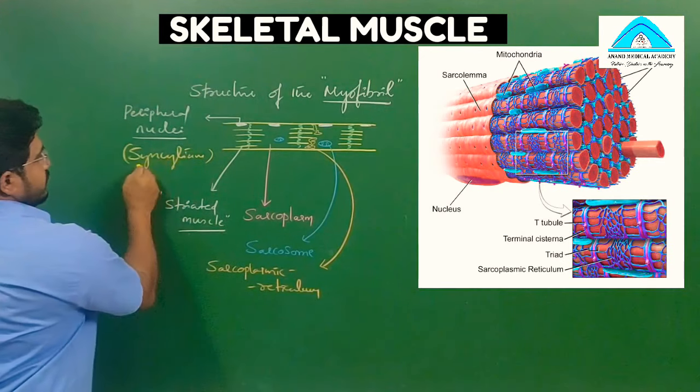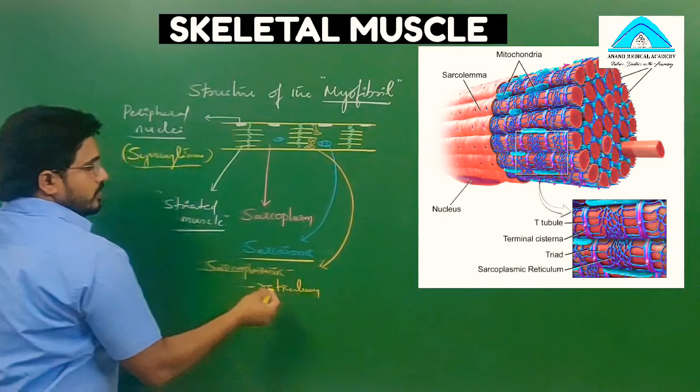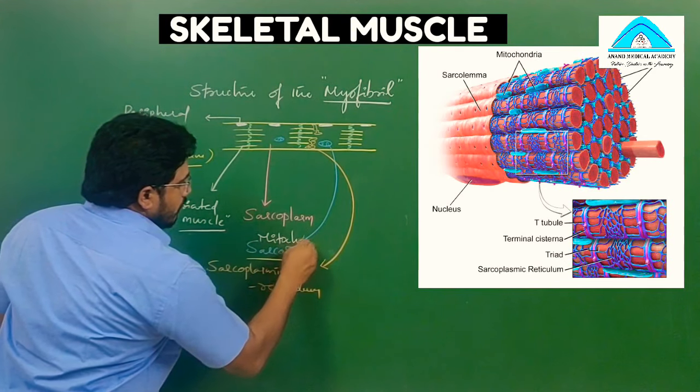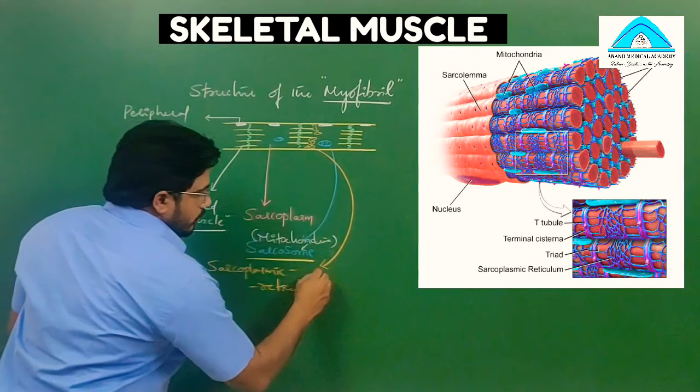Guys, the nucleus is a syncytium. Mitochondria is called sarcosome. What is sarcosome? Mitochondria of the muscle is called sarcosome.